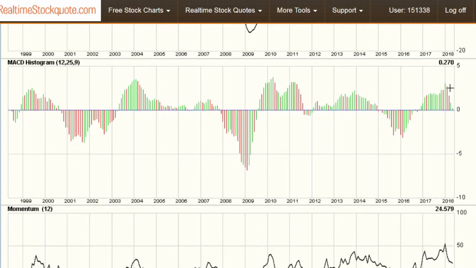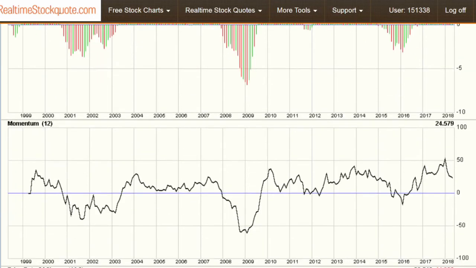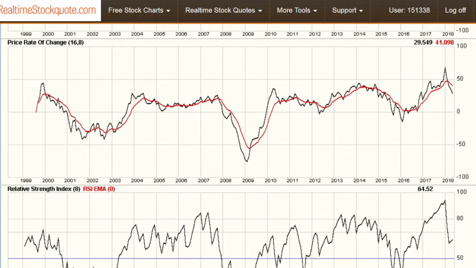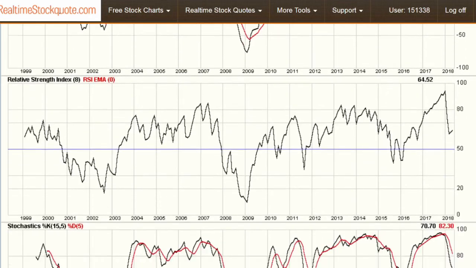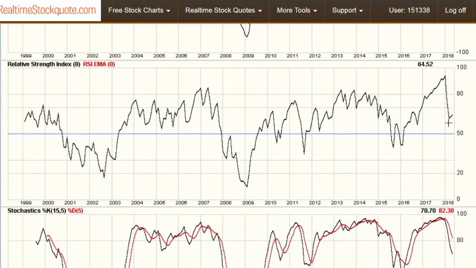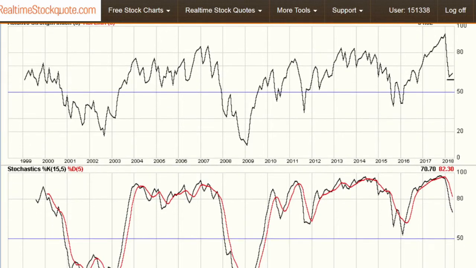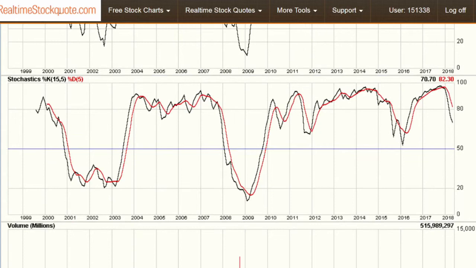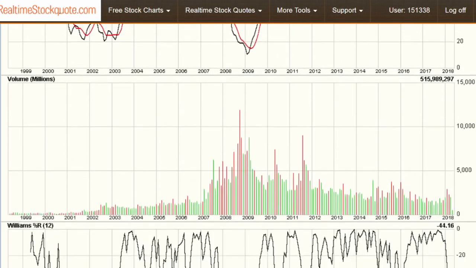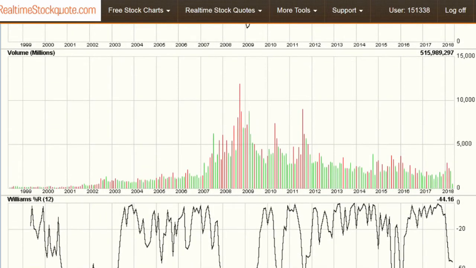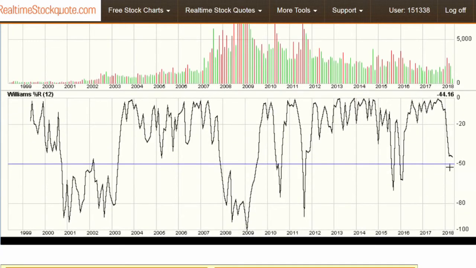MACD histogram, pretty steep decline here, as well as in the momentum, the price rate of change, and the relative strength. We have a reflection at this point here. That's the only one that's showing a reflection so far. Stochastics is still heading down. The volume, a little bit of an increase here recently. And then, of course, the Williams, it's not quite a reflection, but a hesitation here above the 50 line or midline.